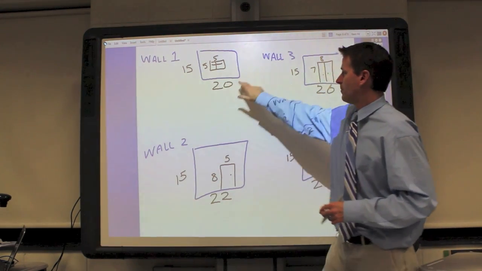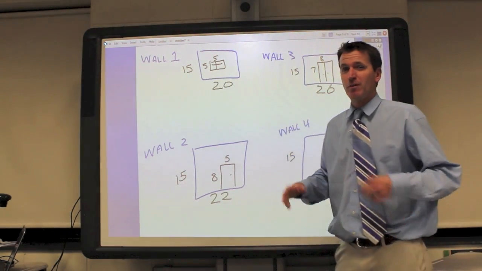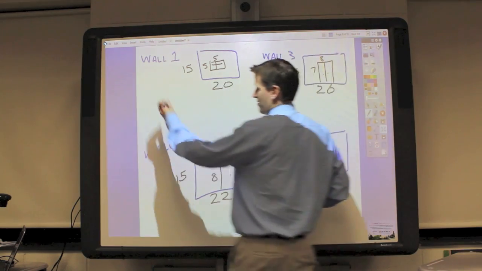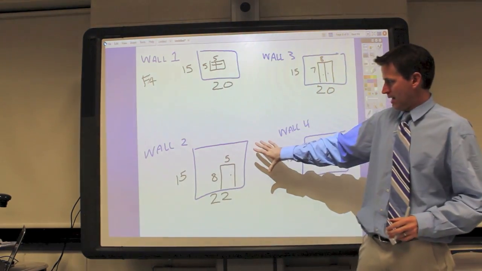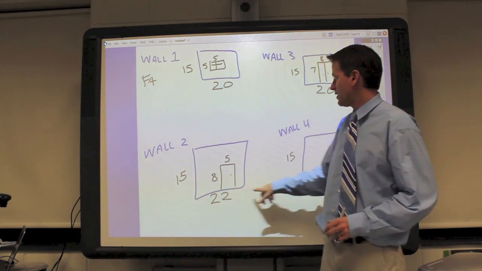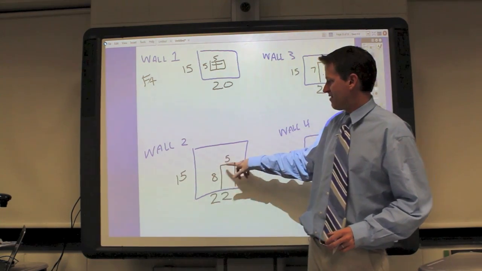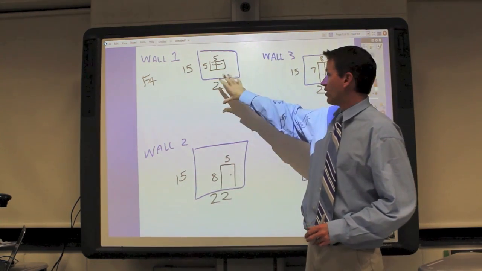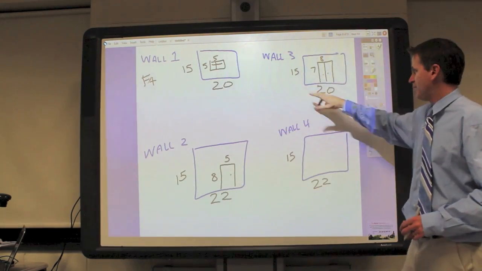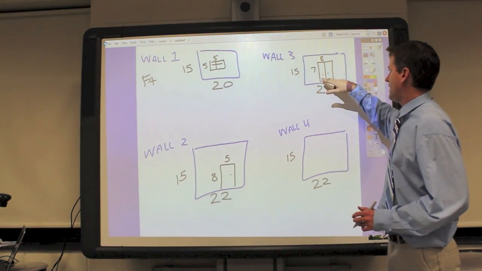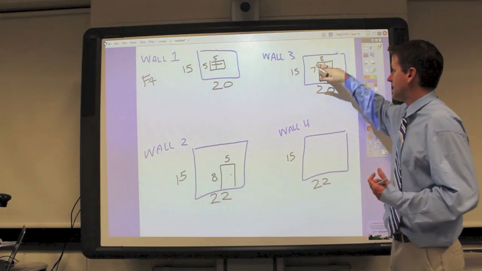I have wall number 1 is a 15 by 20. Now remember, just like our last example, we're just going to say everything is going to be in feet, just to make it nice and easy. Okay? Our next wall number 2, is a 15 by 22 with a door of a 5 by 8. Oh, again, wall number 1 also has a 5 by 5 window. I forgot to say that. Wall number 3 would be a 15 by 20, and it's a closet of 7 by 8.